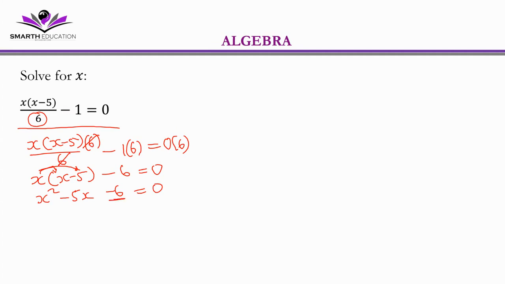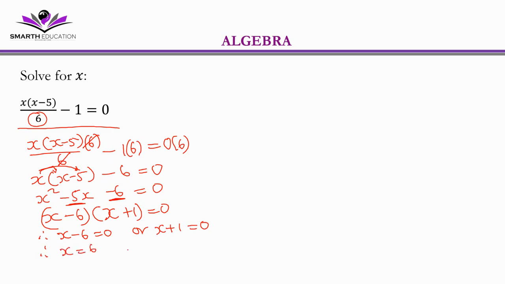And then the factors of negative 6 that will give us negative 5 are negative 6 and positive 1. So it's going to be (x minus 6)(x plus 1) is equal to 0. Therefore x minus 6 is equal to 0, or x plus 1 is equal to 0. Therefore x is equal to 6, or x is equal to negative 1.